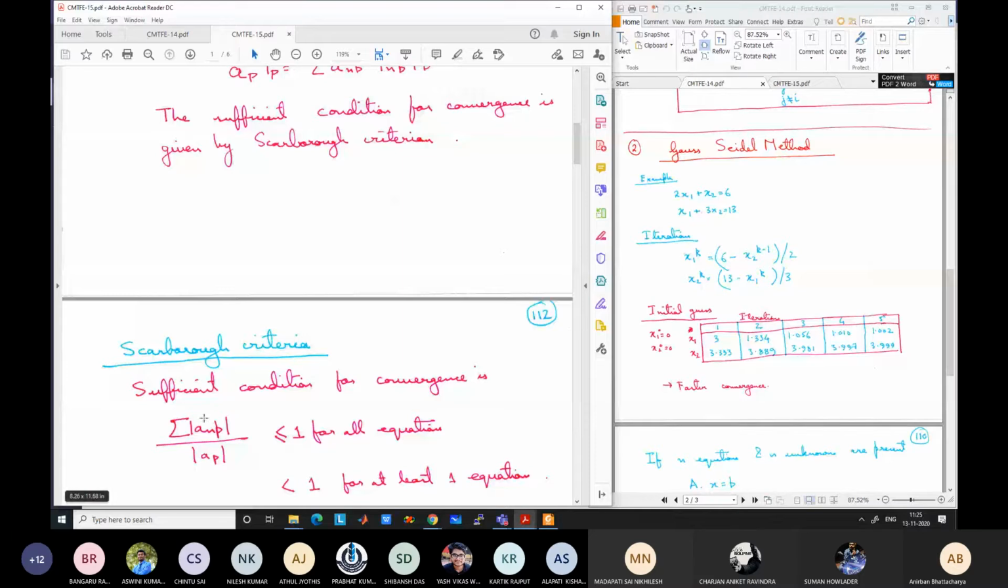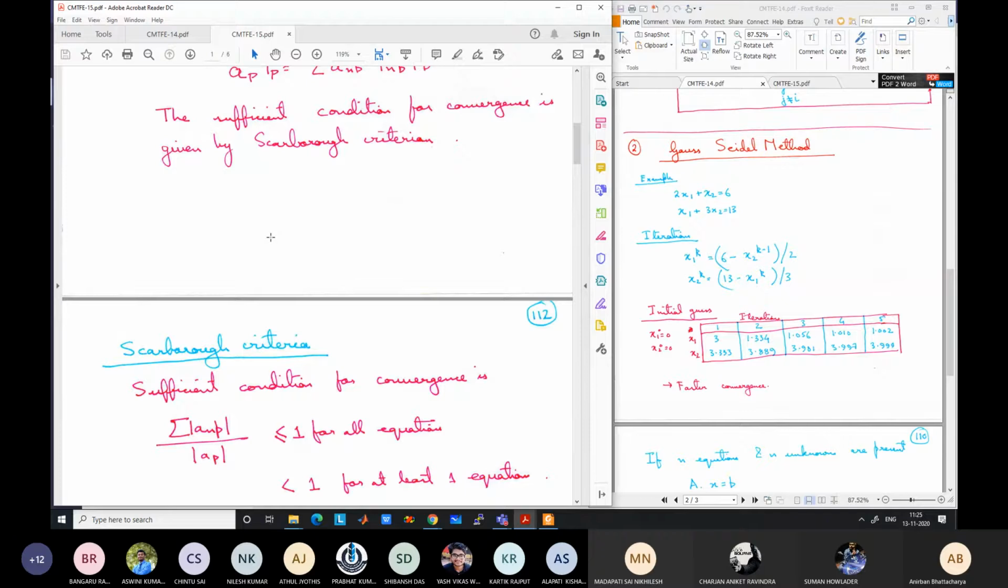Means summation of mod A NB divided by mod of AP for all the 100 equations has to be less than or equal to 1, and has to be less than 1 for at least one equation. Then you can guarantee that convergence will occur. Otherwise also convergence can occur, but it may not also occur.